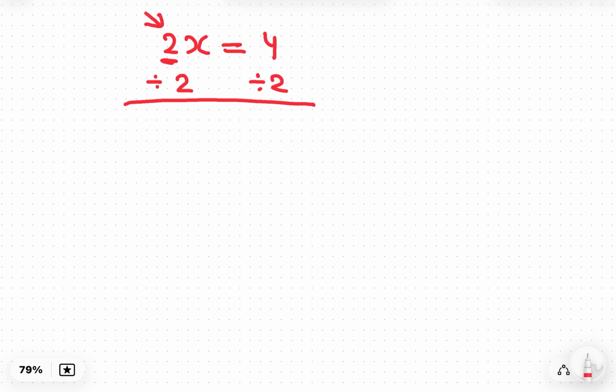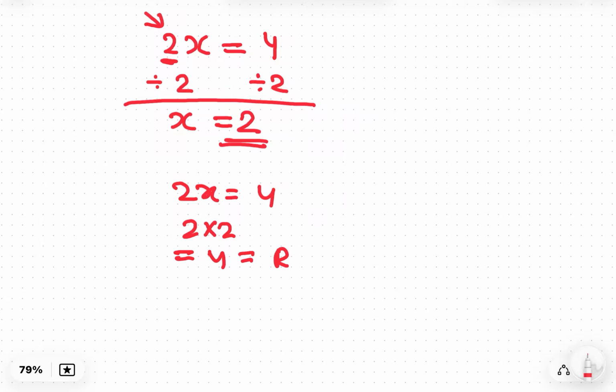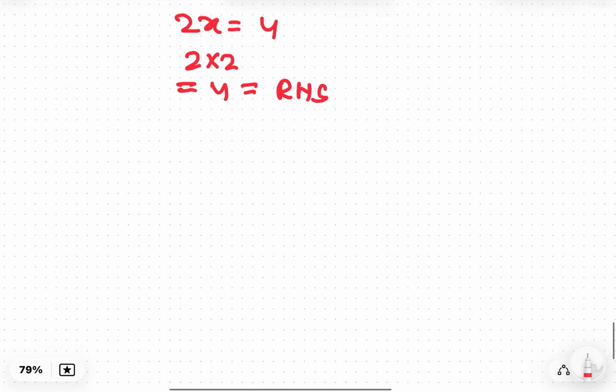And you need to do the same action on both sides, because if you want to maintain equality, then you need to do the same actions on both sides with the same amount. So you divide both sides by 2, then you get 2 as your answer. To check this, you put the value of x, which is 2, in the equation, and you get 4, which is equal to the right hand side. So your answer is correct.